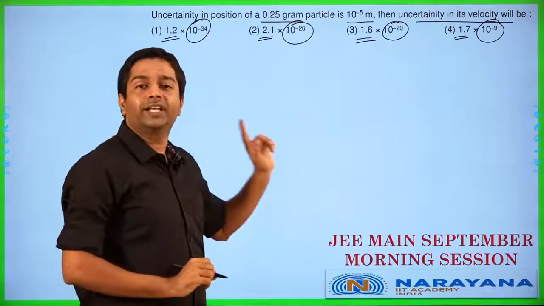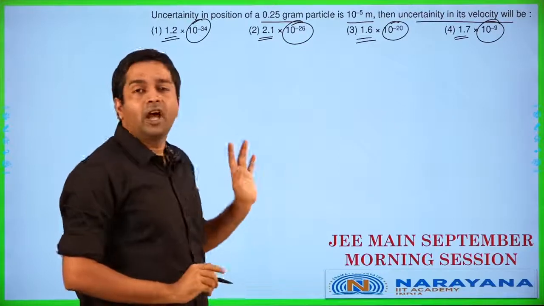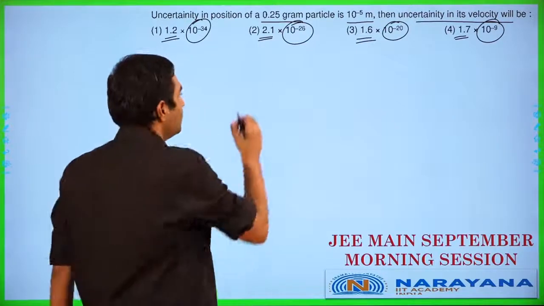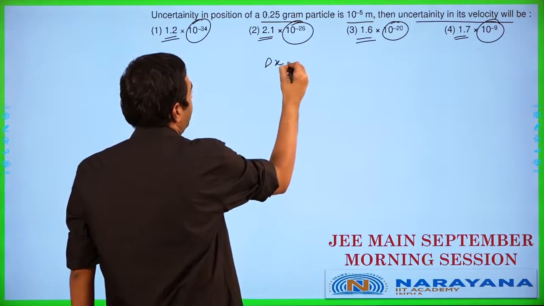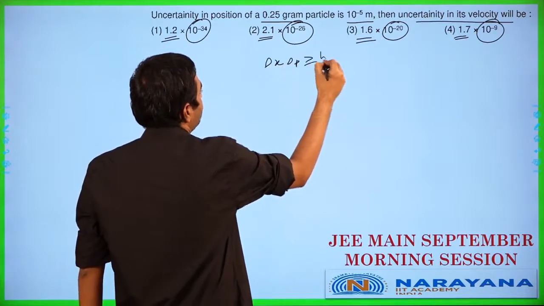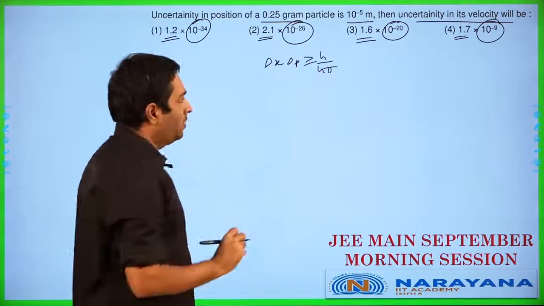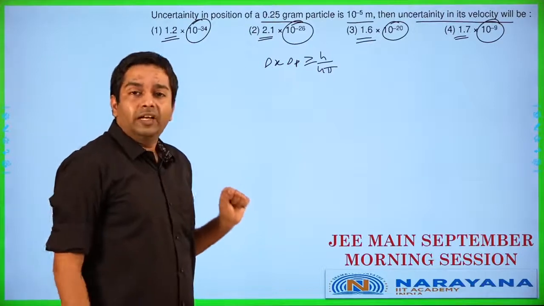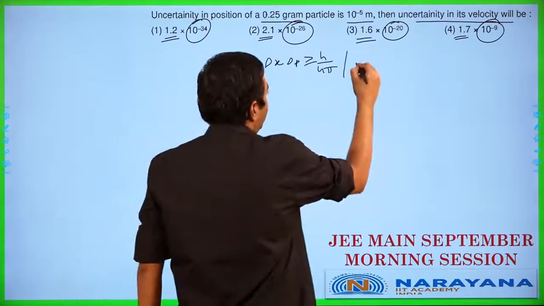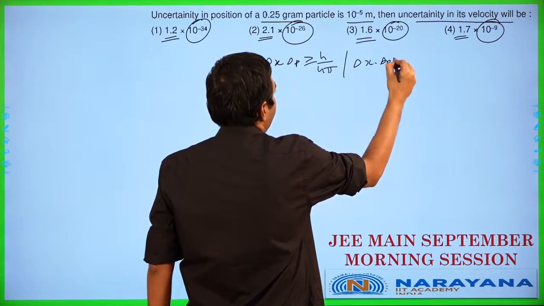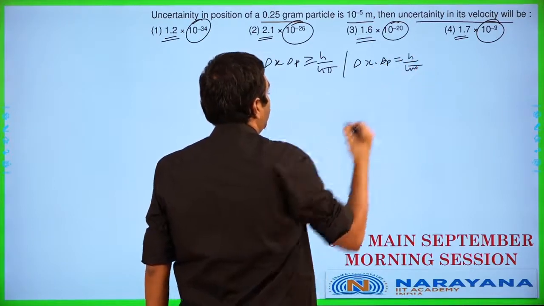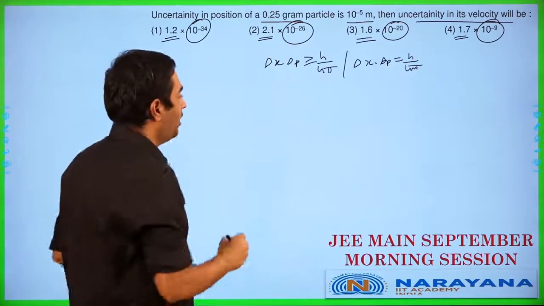It's a very straightforward direct formula application which is going to be using Heisenberg's uncertainty principle. So what is Heisenberg's uncertainty principle? Delta x into delta p is always greater than or equal to h by 4 pi. Now when we are calculating error, we will generally use the formula as delta x into delta p is equal to h by 4 pi. So this is basically the way in which we apply it.